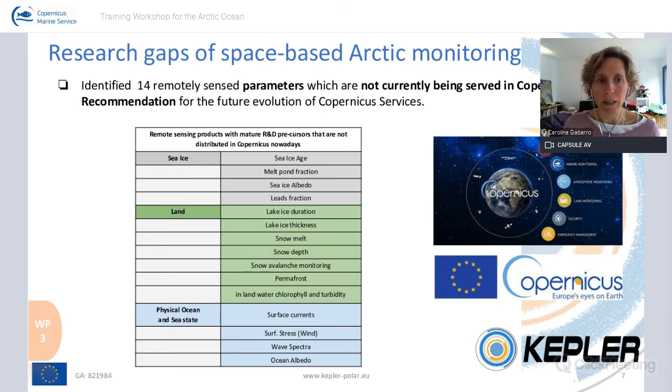So this is a clear recommendation for the future evolution of Copernicus to add these parameters, which are sea ice age, melt pond fraction, sea ice albedo and leads for sea ice, lake ice duration and thickness, snow melt and snow depth, snow avalanches, permafrost, and inland chlorophyll, and for ocean, surface current, surface stress, wave spectrum, and ocean albedo.